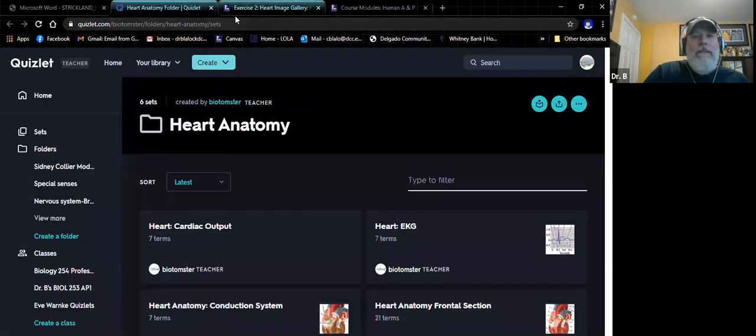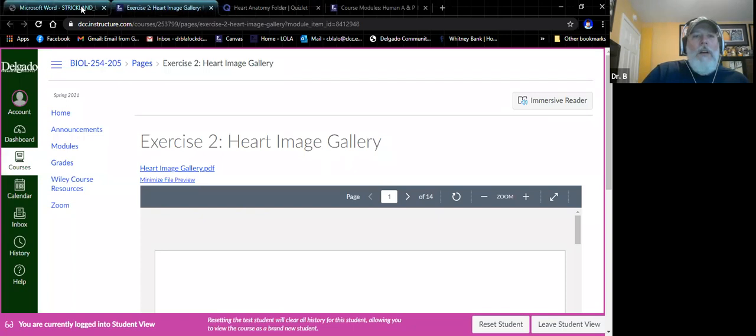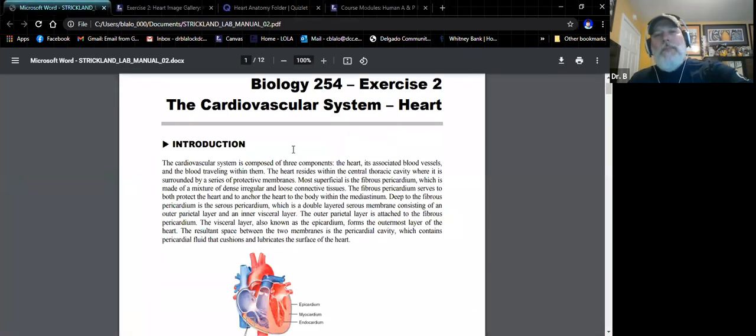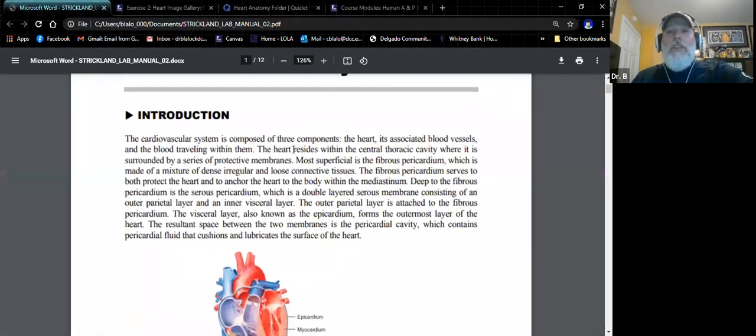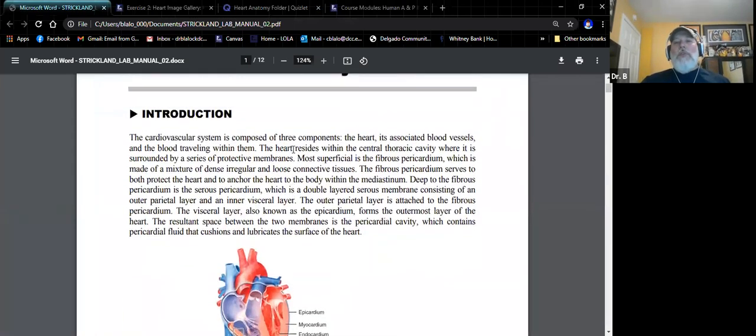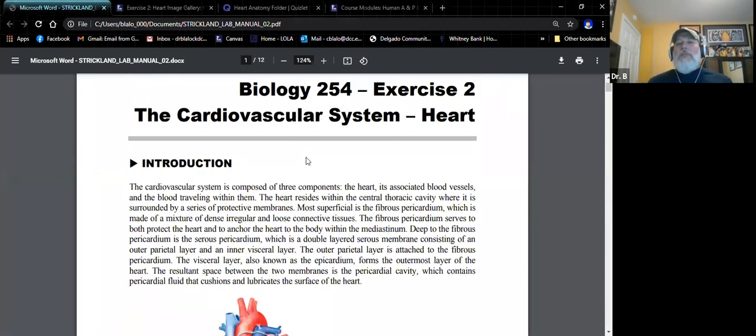All right, so let's talk about the heart. Well, let's talk about the cardiovascular system kind of in general first. The cardiovascular system is made up of three different parts. We have the heart, which we're studying today, the blood vessels, which we'll do next week, and then the blood, which is going to be included on the second practical sets.